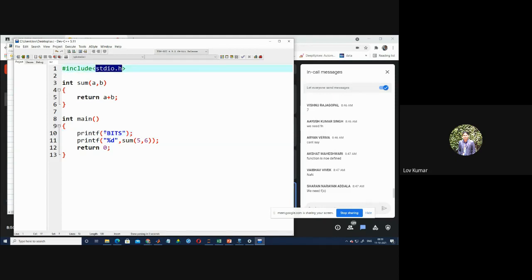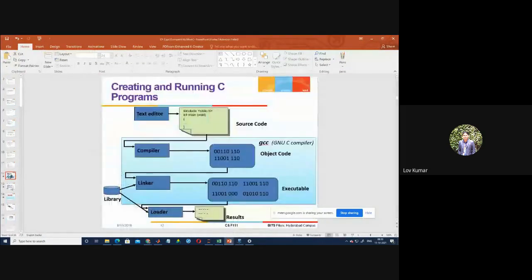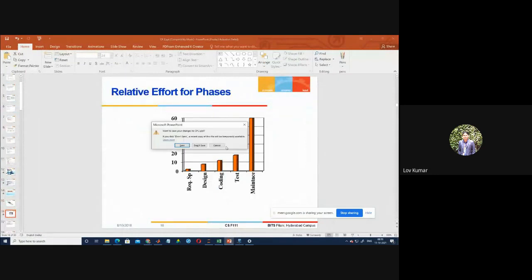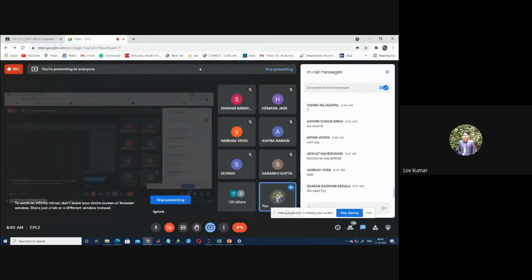In the next class we will see more detail about what stdio.h means, what hash include means, how you can design your own header file, what a library is, and how the compiler will convert this high-level language to low-level language. The next class is very important because we are going to start the flow chart, and definitely some question will come in your midterm exam related to flow chart. That is a very important topic.